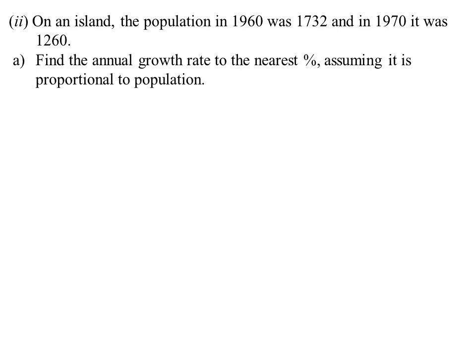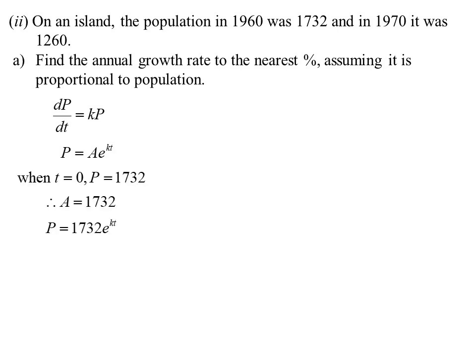Well, if that's true, okay, dP/dt can be written as constant times P. We know the solution to this will be Ae^(kt). We just have to find out some variables here. Well, the initial population, 1,732. k is what we're trying to find. They've given me some information. 10 years later, it's 1,260. We have an exponential equation to solve.